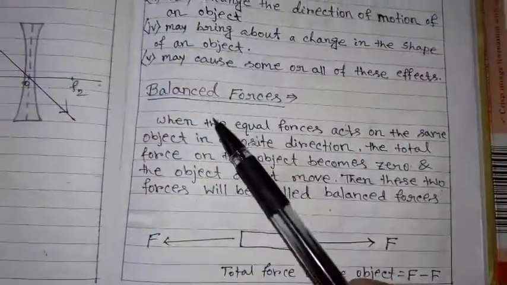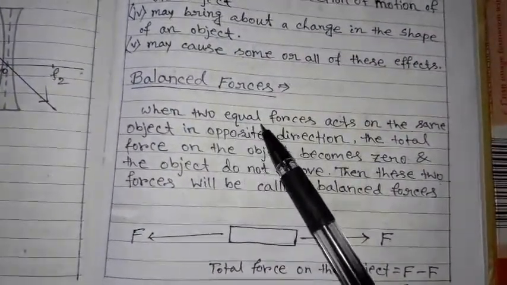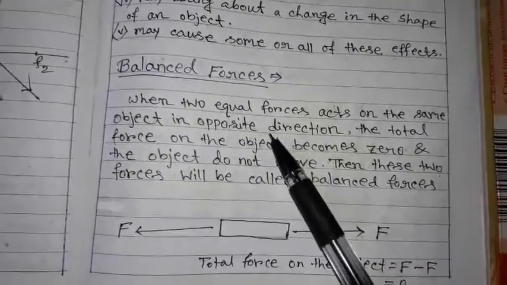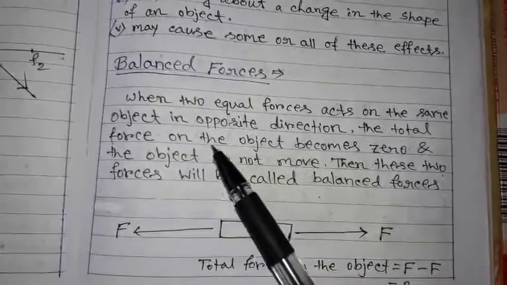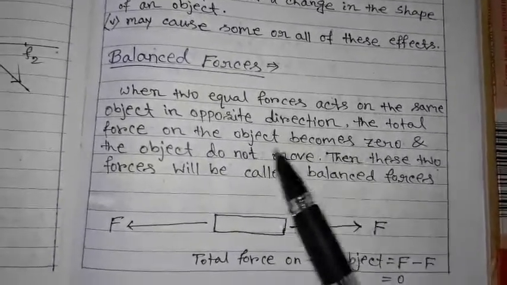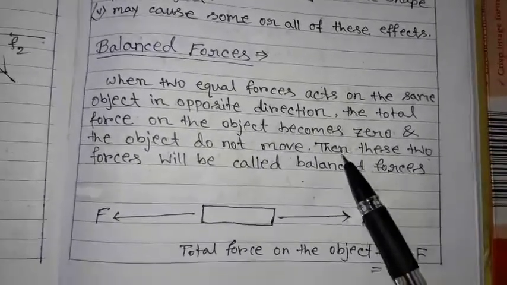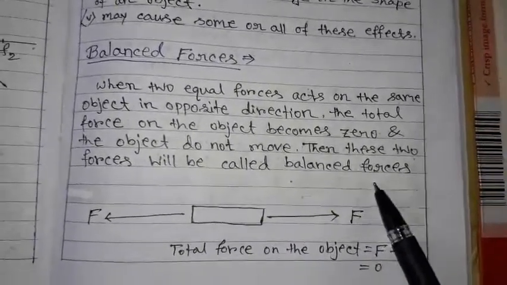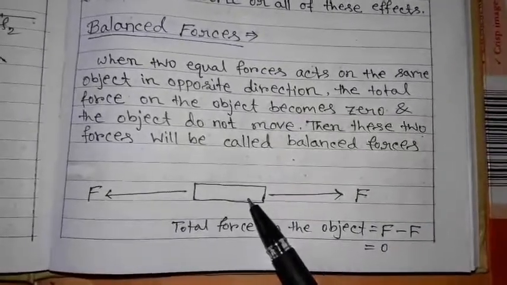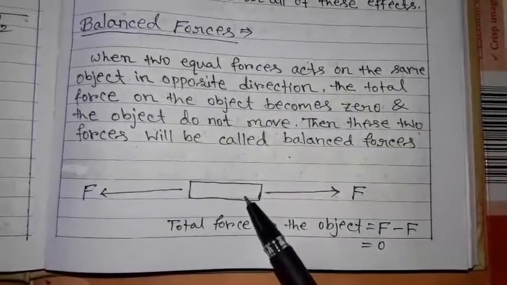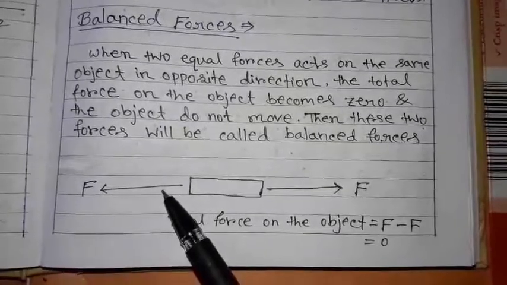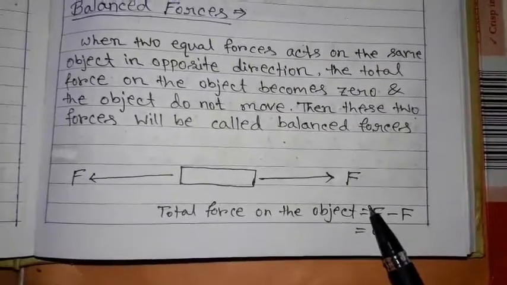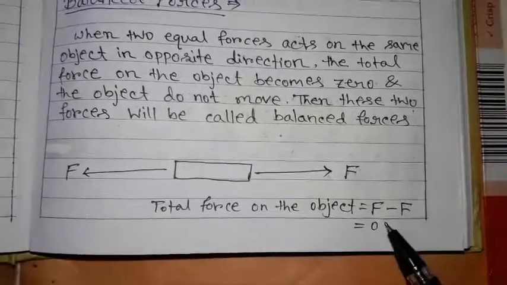Next topic, balanced force. When two equal forces act on the same object in the opposite direction and the total force on the object becomes zero and the object does not move, then these two forces will be called balanced force. In the picture we see that an object is pulled by two equal forces in two opposite directions, so the total force, that is the resultant force, will be F minus F equal to 0.